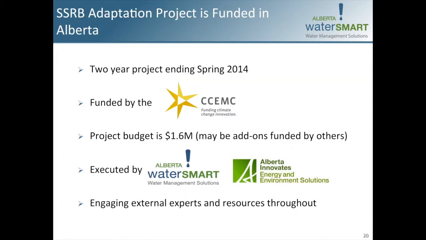The project is 2 years. It should be wrapping up in spring of 2014. Again, it's funded by the CCEMC, or the Climate Change Emissions Management Corporation. It was one of several adaptation projects like Jim spoke about this morning. The project budget is $1.6 million. There have been add-ons such as NSERC. They helped fund the portion of developing the climate scenarios that we worked on with David Sauchyn from the University of Regina. It's being executed by WaterSMART and Alberta Innovates Energy and Environment Solutions. And then we continually engage experts from wherever we need them throughout the course of the project.